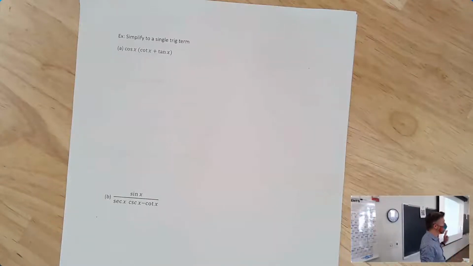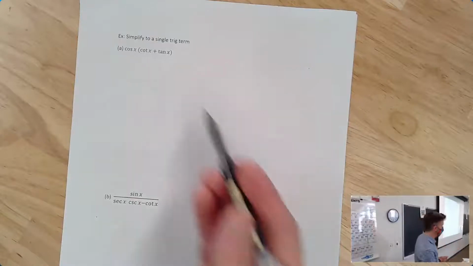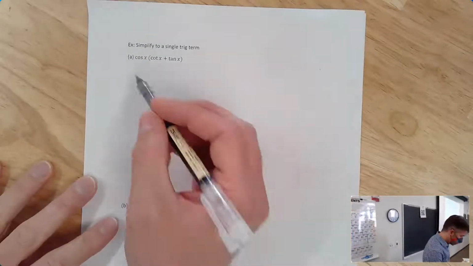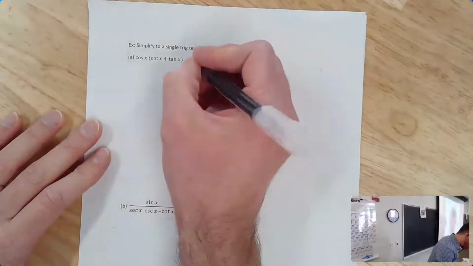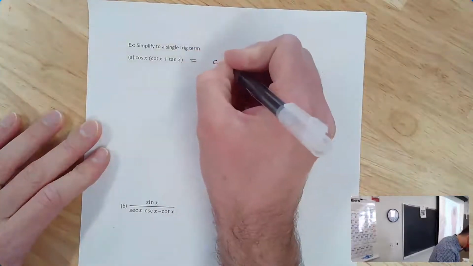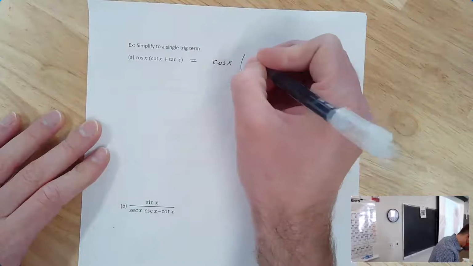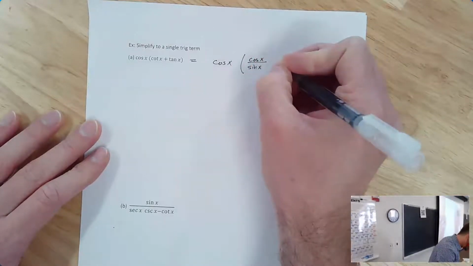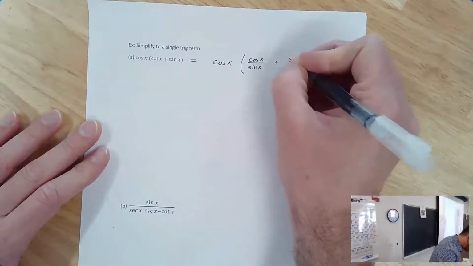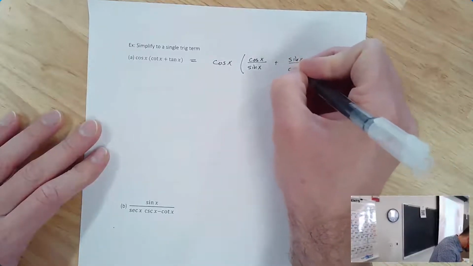The second thing we look out for is the Pythagorean trig identity: sine squared theta plus cosine squared theta equals 1. Those are the two things I'm thinking about when I'm trying to simplify an expression. So if I have cosine of x times cotangent of x plus tangent of x, I'm going to rewrite the inside part here. Cotangent of x is cosine of x divided by sine of x, and tangent of x is sine of x divided by cosine of x.